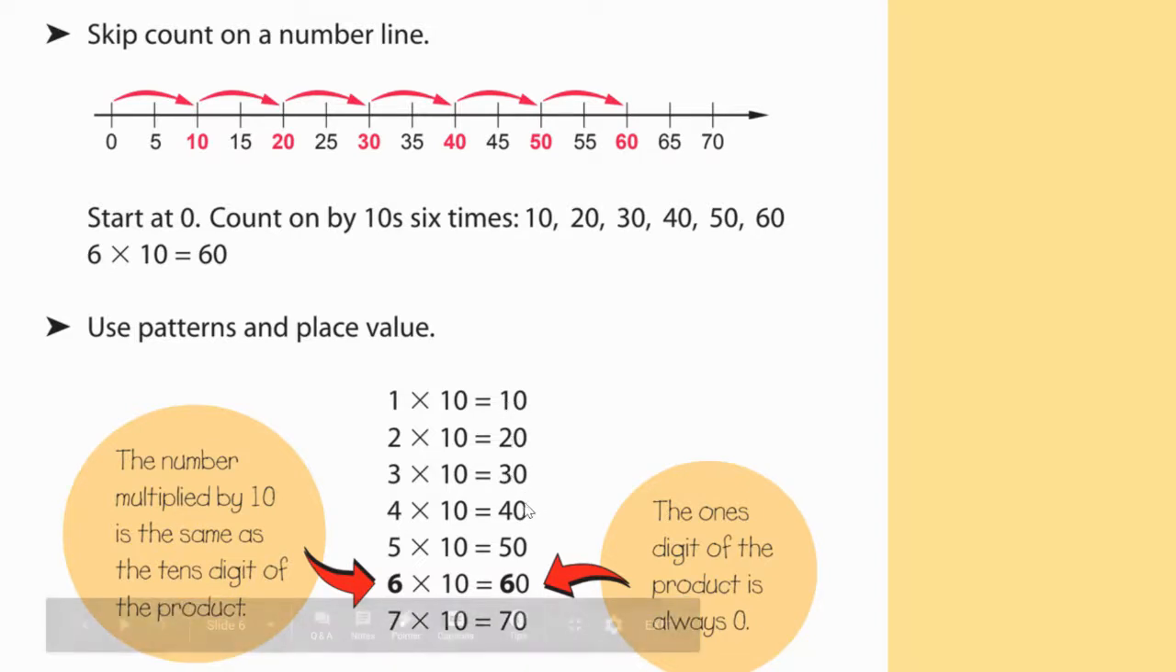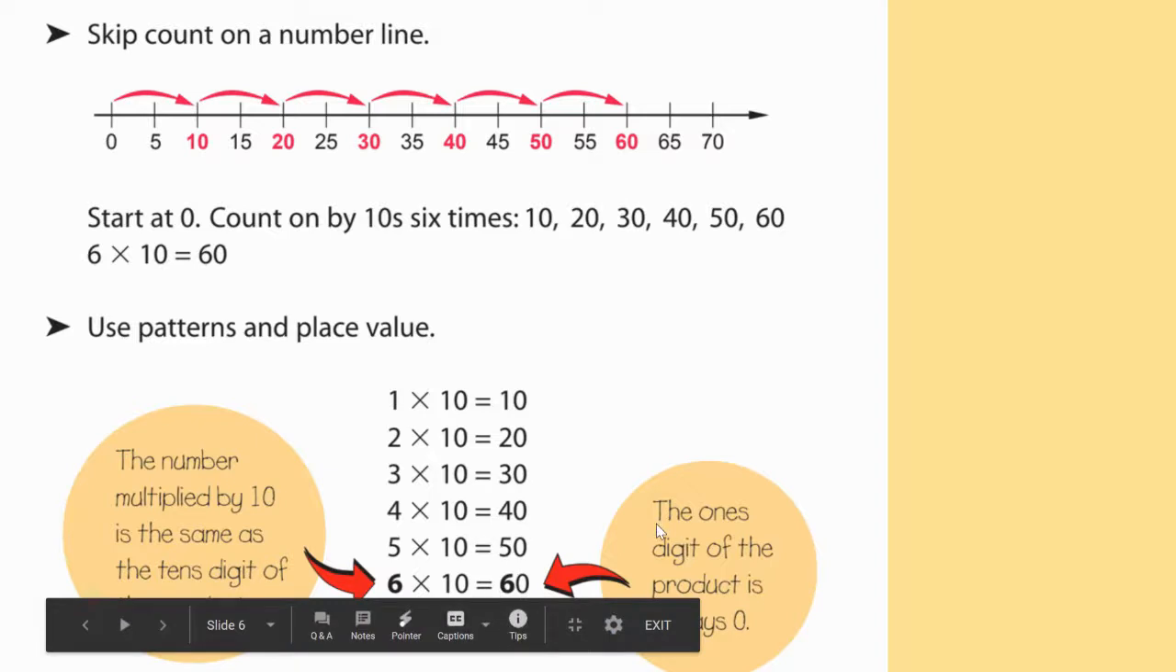1, 2, 3, 4, 5, 6, 7. So the number multiplied by 10 is the same as the tens digit of the product. The ones digit of the product stays 0. So that's what I just showed you. So each time your answer, you just bring the 0 in front of this number here, and that is your answer. That's only when you're multiplying it by 10.